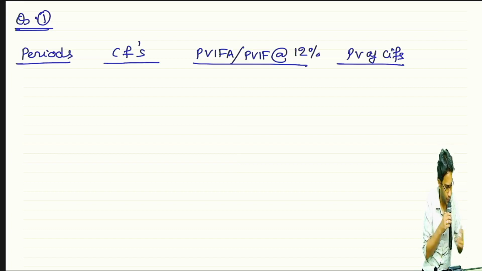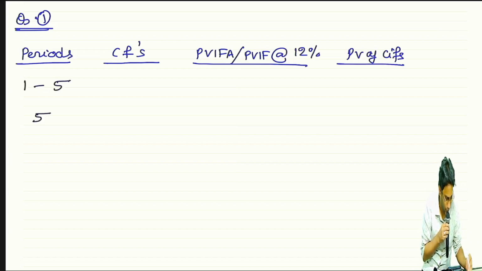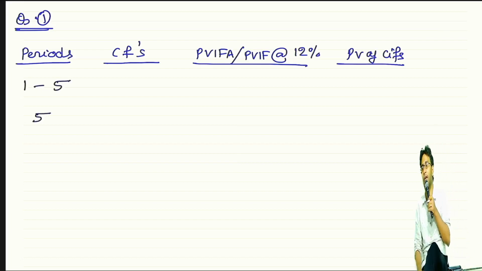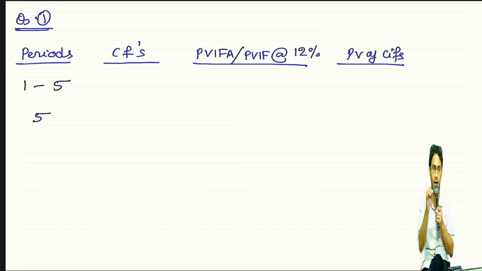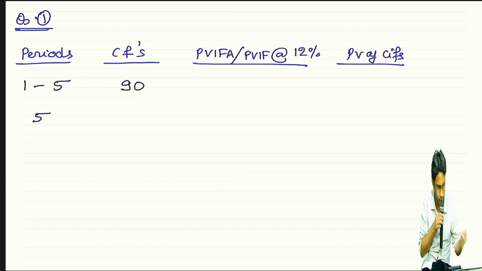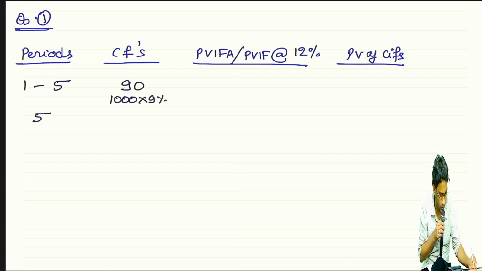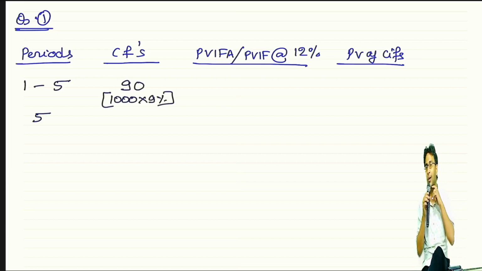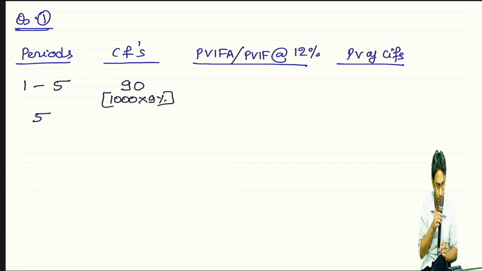Tell me, sir, what is the life of the bond? So write 1 to 5 and write 5 here. 1 to 5 means first year ending, second year ending, like that for 5 years. Which cash flow is coming every year? Interest, that is coupon you should say. Apply 1000 into 9%. 90. Fifth year ending you will get maturity value. If the question tells you anything, write that. Otherwise assume it as par. Question tells you that it is matured at par, which is 1000 rupees.